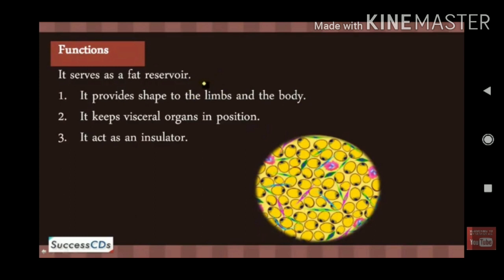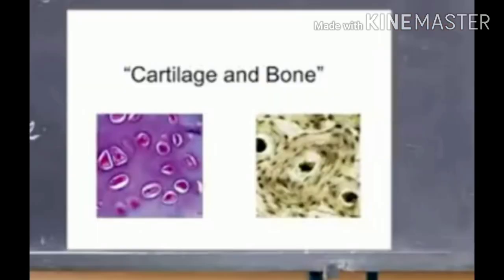Yes, because of the adipose tissue. This adipose tissue gives protection to our body from the outer environment to the internal organs. So next we see the second connective tissue, the supportive connective tissue. Here the supportive connective tissue also has two types, cartilage and bones.